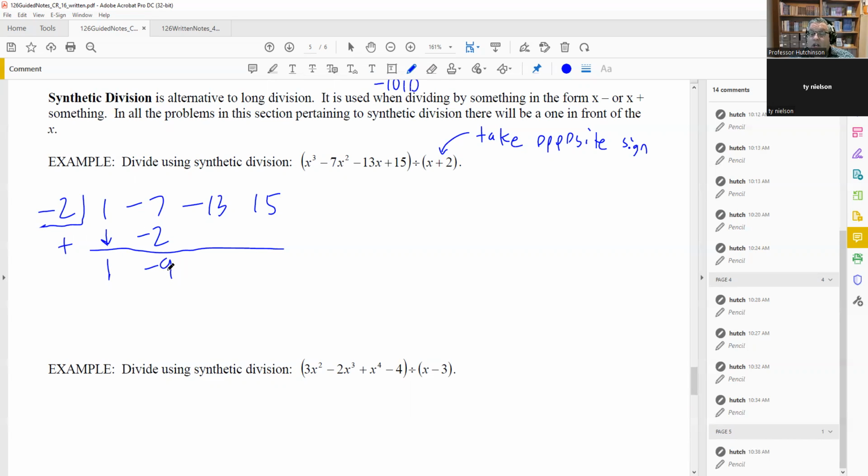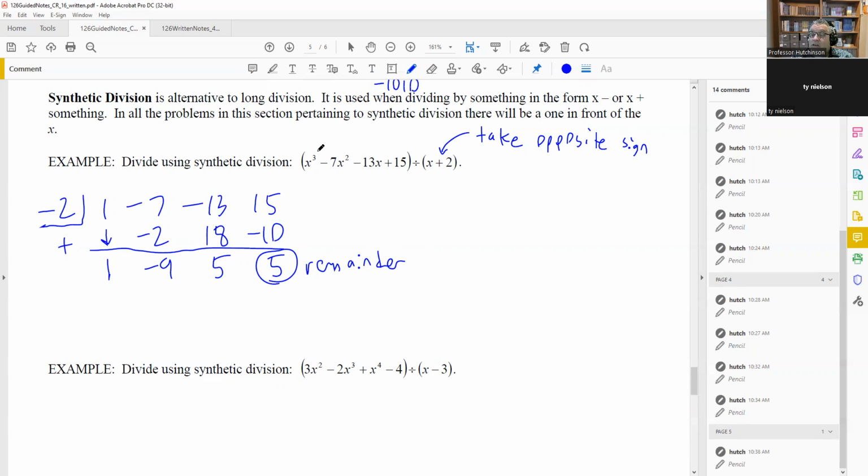Now you're going to take -9 times -2, it's 18, and we write that down in the next column. We add it together, you get a 5 here. 5 times -2 is -10. We're going to add this together, and we get a 5. Now this number on the end is automatically your remainder. This part is going to become the quotient.